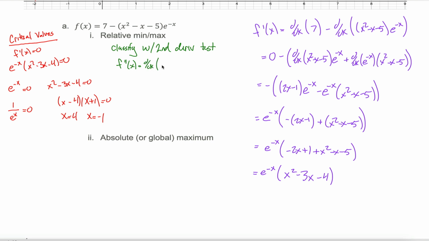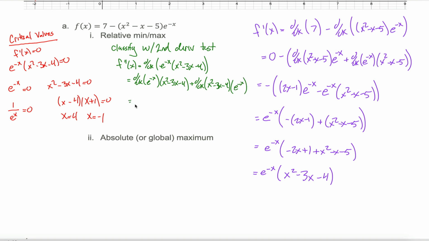So I need the derivative of e to the negative x times x squared minus 3x minus 4. It's something times something, so when I'm taking the derivative, I'm using the product rule. Product rule tells me take the derivative of the first thing, e to the negative x, multiply that by the second thing, x squared minus 3x minus 4, and add to that, how many times do you think I've said this in this class? The derivative of the second thing, x squared minus 3x minus 4, times the first thing, e to the negative x power.